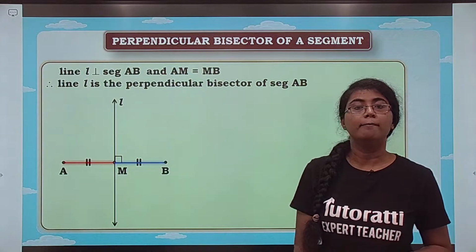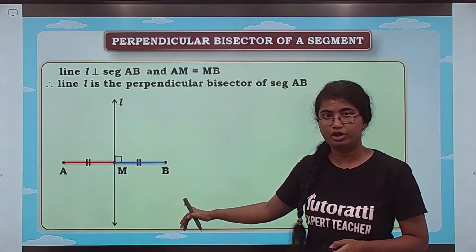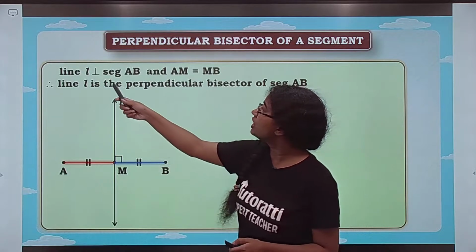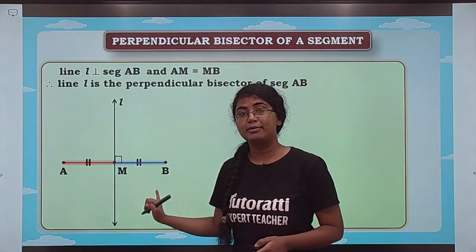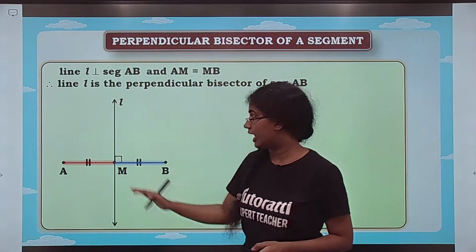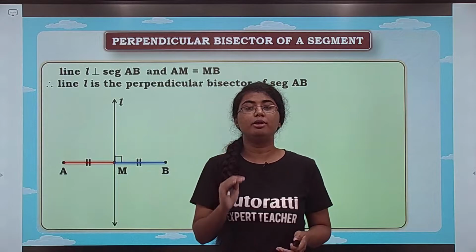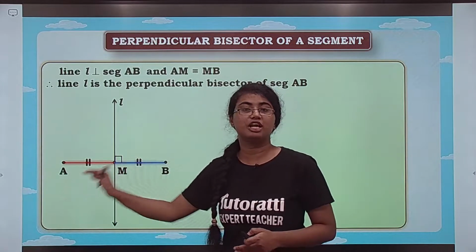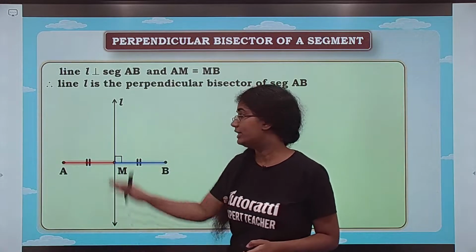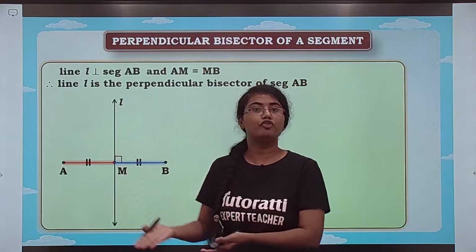First of all, perpendicular bisector is: if you have a segment AB, then line L is first of all perpendicular to your segment. Also, it passes through the midpoint. So M is the midpoint of your segment AB. Then the line L becomes the perpendicular bisector of your segment.